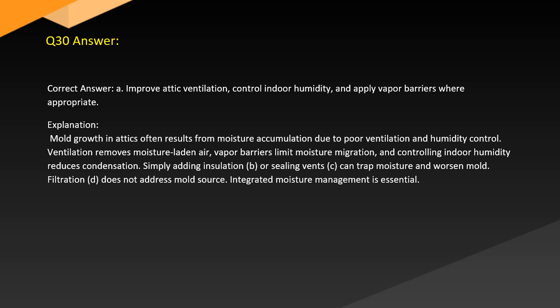Answer. Correct answer: A. Improve attic ventilation, control indoor humidity, and apply vapor barriers where appropriate. Explanation. Mold growth in attics often results from moisture accumulation due to poor ventilation and humidity control. Ventilation removes moisture-laden air, vapor barriers limit moisture migration, and controlling indoor humidity reduces condensation. Simply adding insulation, B, or sealing vents, C, can trap moisture and worsen mold. Filtration, D, does not address the mold source. Integrated moisture management is essential.